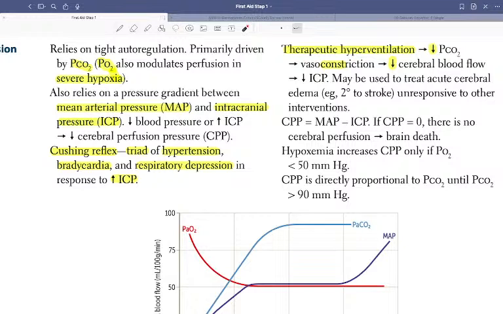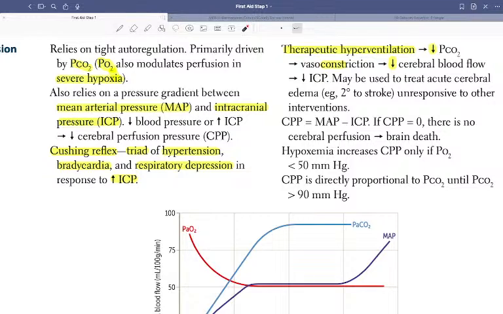So here we basically have hypoxemia increases CPP only if PO2 is going to be less than 50. So it has to go to a significant value, that is less than 50. Less than 50 is severe hypoxia, then it is going to increase the cerebral perfusion pressure. CPP is directly proportional to partial pressure of carbon dioxide until partial pressure of carbon dioxide is more than 90.